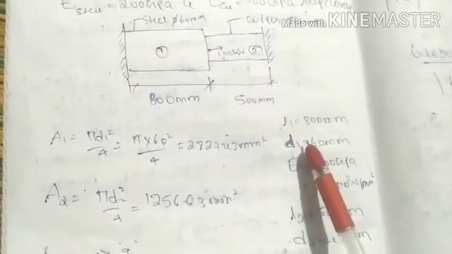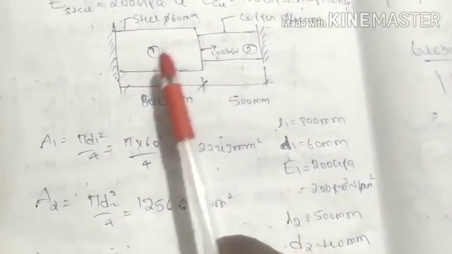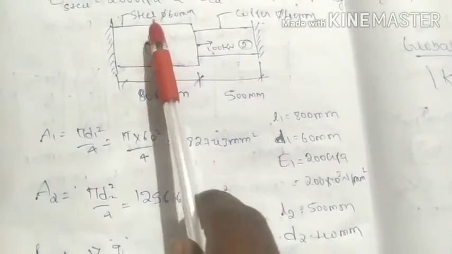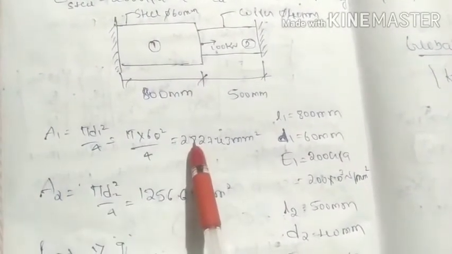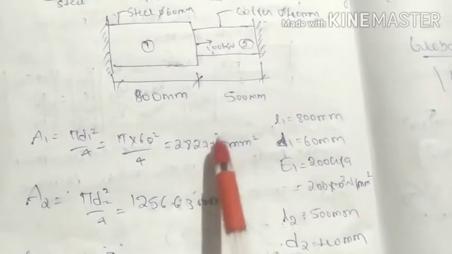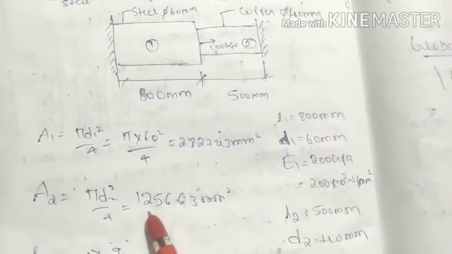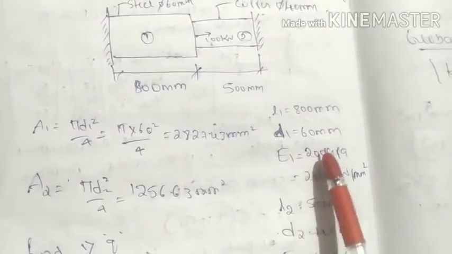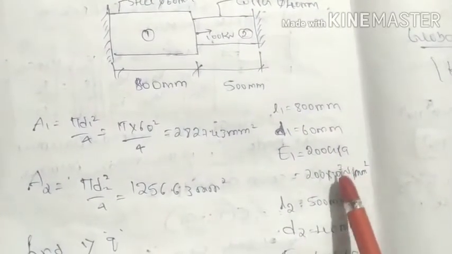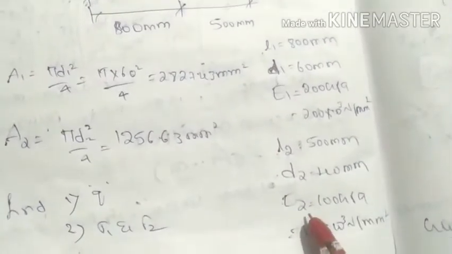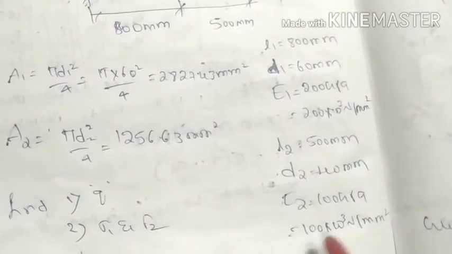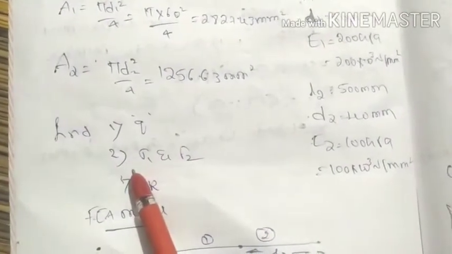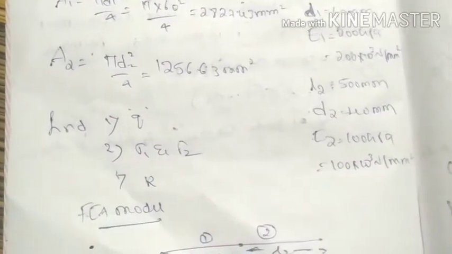Let's write the given data. Let's divide into two sections, 1 and 2. L1 is 800, A1 is pi d square by 4, that is 2827.4 mm square. A2 is pi d square by 4, that is 1256.63 mm square. E1 is 200 GPa, converted into Newton per mm square by multiplying by 10 raised to 3. Similarly, E2 is 100 GPa, that is 100 into 10 raised to 3. We need to find the nodal displacements, stresses in each element, and reactions.